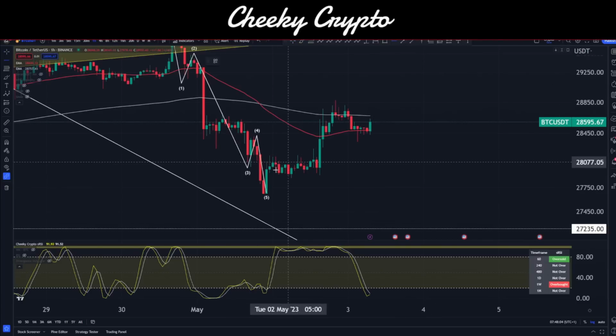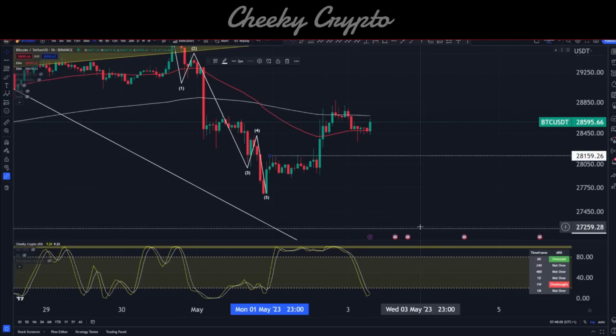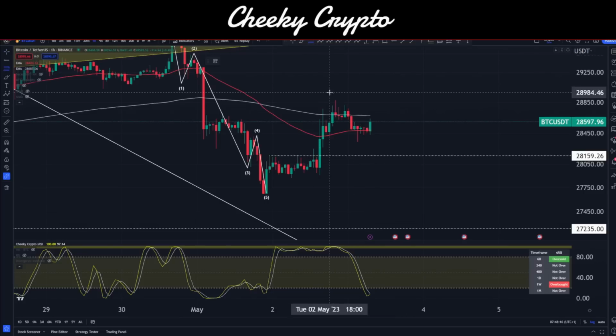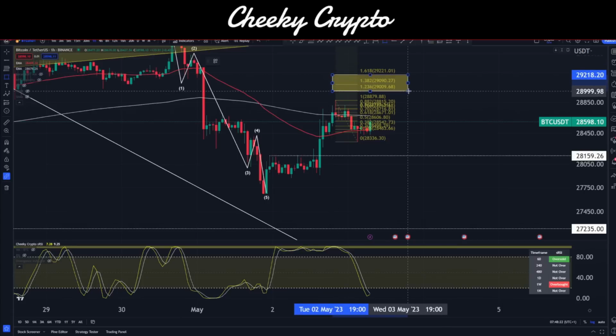So key numbers to be looking for: are we going to drop down lower than 28,159.26? If we do, then that validates the idea that we have that 5th wave movement to the upside. And if we do actually rally on up, where would we rally to? Well, we'd rally up here. Okay, so if we were to see a bullish break, then we're going to be looking for the target of 29,009 and 29,090.